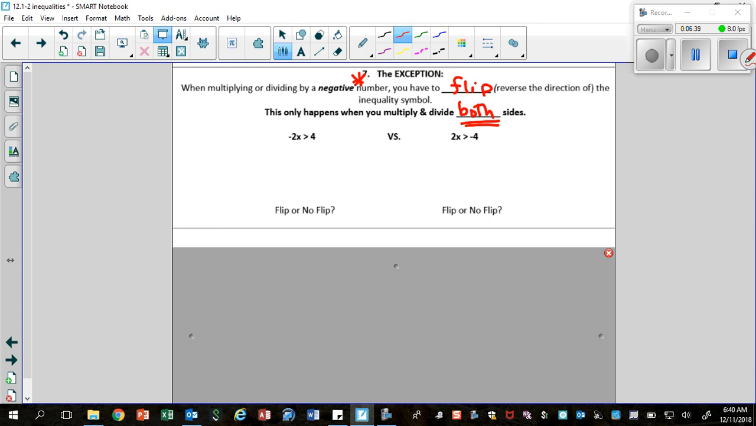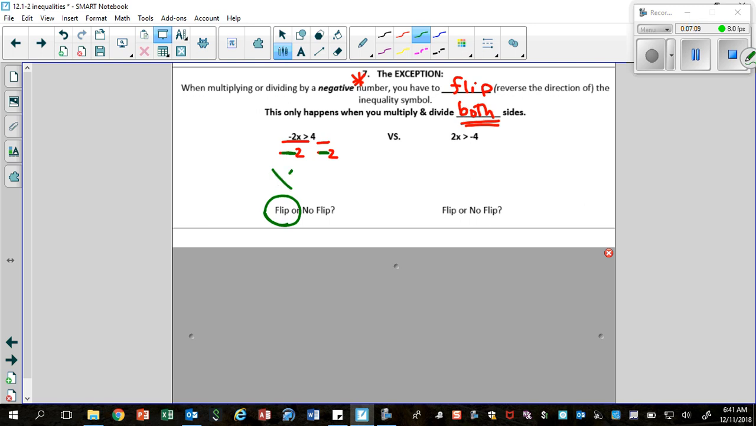Okay, so let's look at the difference between the two. On the left, we have negative 2x is greater than 4. Negative 2 and x are multiplying, so we're going to divide both sides by negative 2. You see that there is a negative on both sides of the inequality. So that means we're going to have to flip the inequality symbol. Right now it's greater than. We have to flip it to a less than sign because we're dividing both sides by a negative.